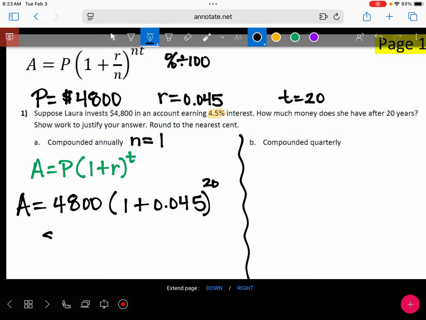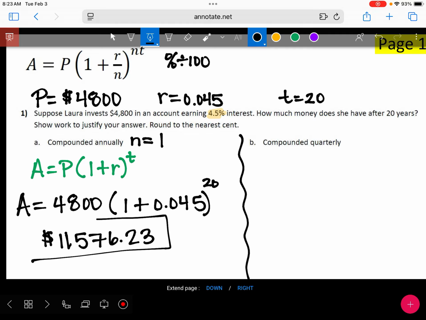So you should get $11,576.23. All right. If you are not getting that answer, raise your hand. I will help you type it in. But everybody practice typing it in, making sure you get that.